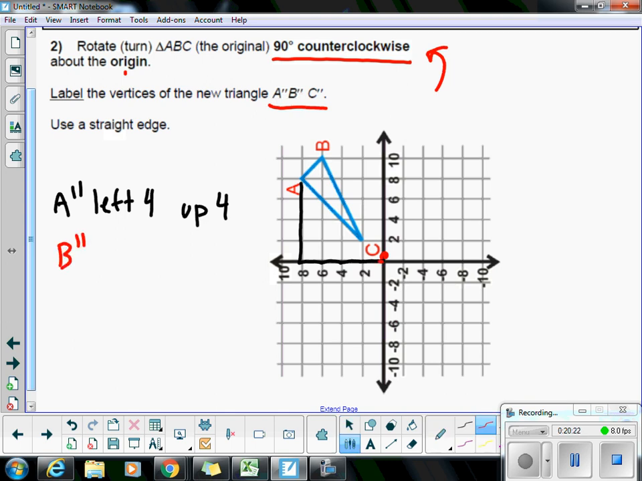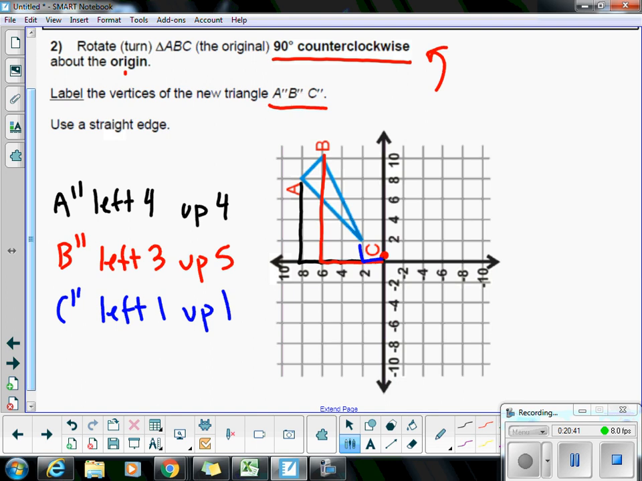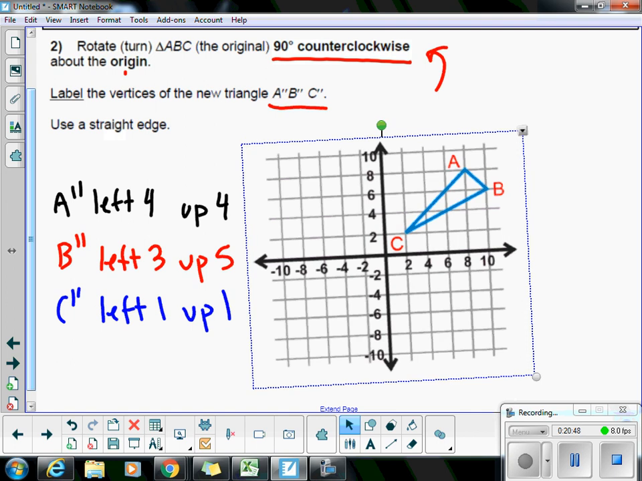All right, now I'm going to go on to B double prime. I go left 3 boxes and up 5 boxes. So left 3, up 5. And last but not least, for C, I go left 1, up 1. So C double prime is going to be left 1, up 1. All right, so now I just get to turn my paper back to normal. All right, so it's the right way.